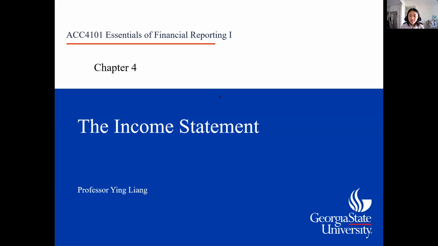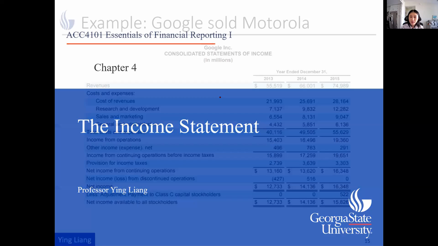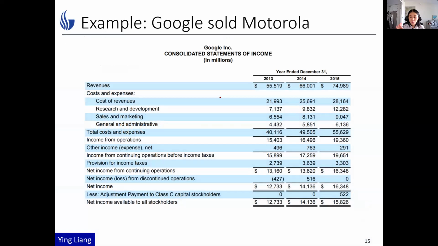In the previous income statement, we looked at Zoom and also Coca-Cola. And now let's look at Google. This is Google's income statement in 2015, and every item is similar to what we have just learned, except from here. Now we have a net income from continuing operations, and then another one called net income from discontinued operations.